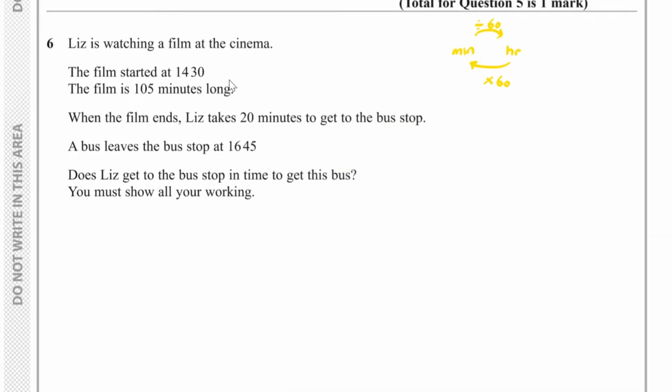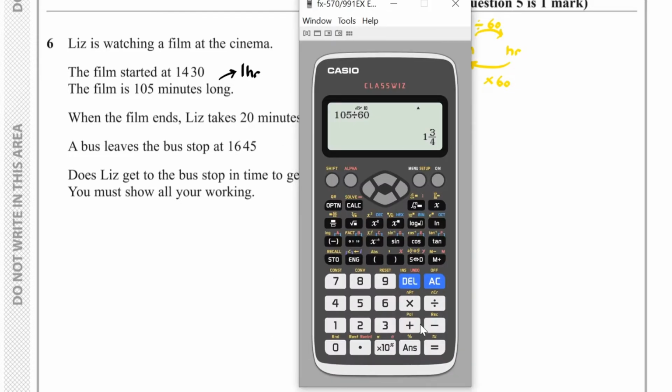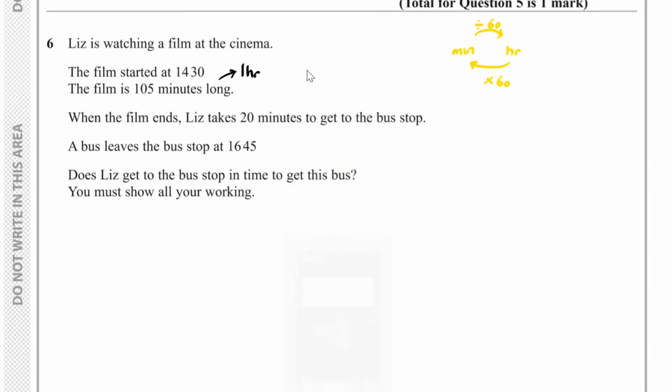So 105 minutes is the same as 1 hour, and the 3/4 of an hour would represent 45 minutes. So this is the same as 1 hour, 45 minutes. So that's how long the film is.